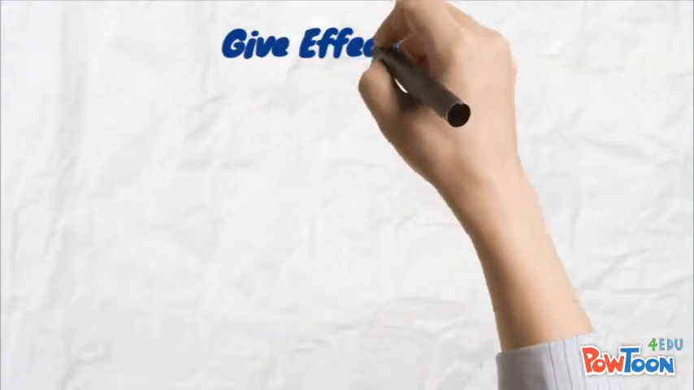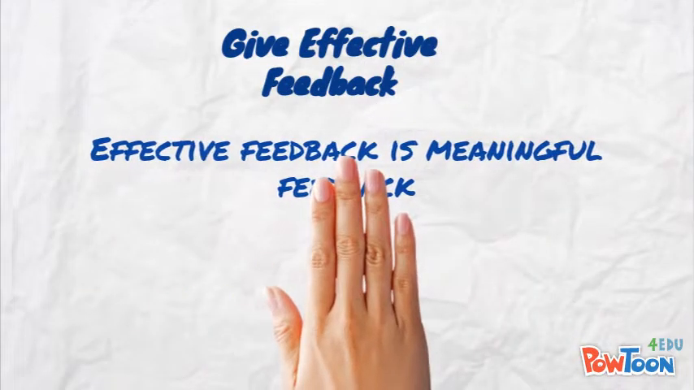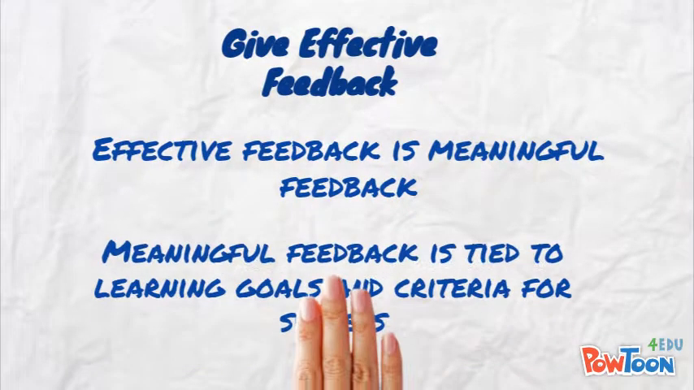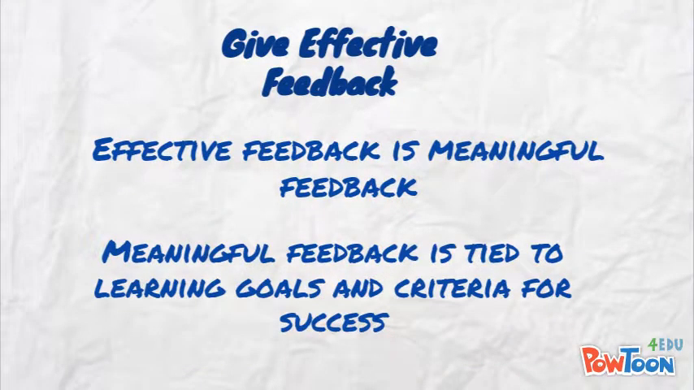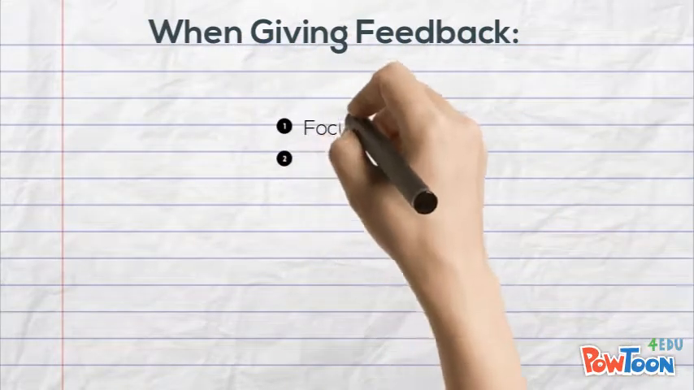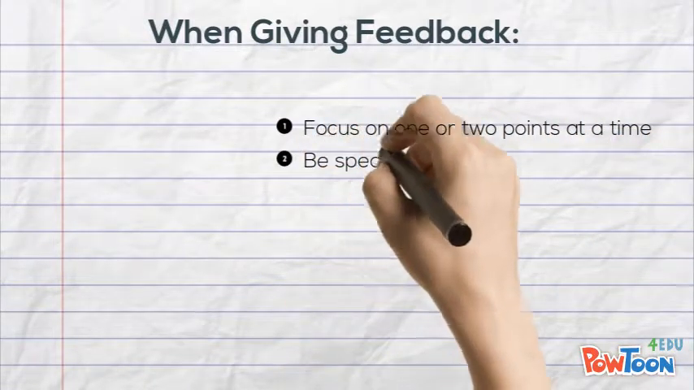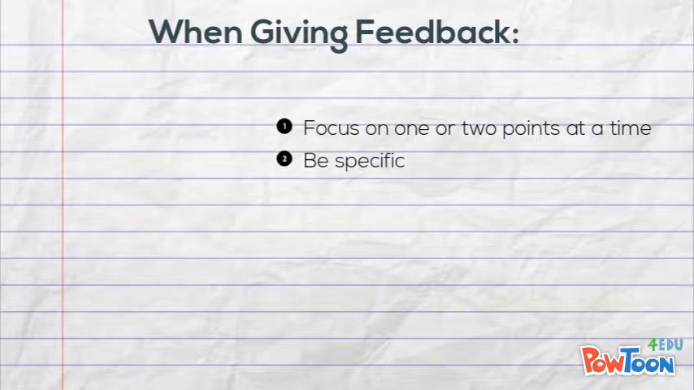In order to teach students to give effective feedback, we need to be giving effective feedback. Effective feedback is meaningful feedback. Meaningful feedback is tied to clear learning goals and criteria for success. When giving feedback, focus on 1 or 2 points at a time rather than trying to address everything at once. Be specific, even when feedback is positive. Use the language of whatever success criteria you're working with so connections can be made clear.